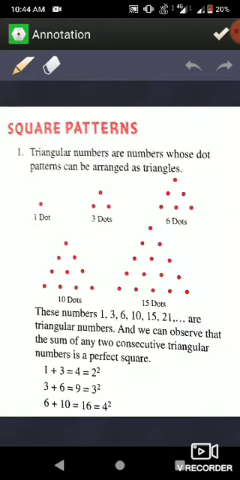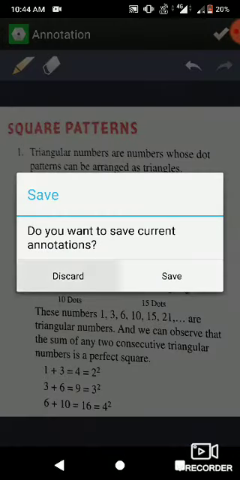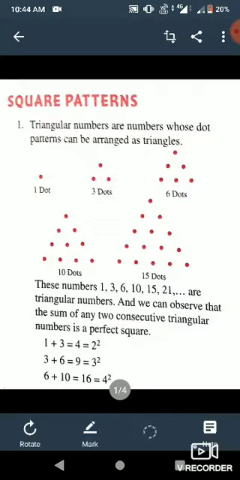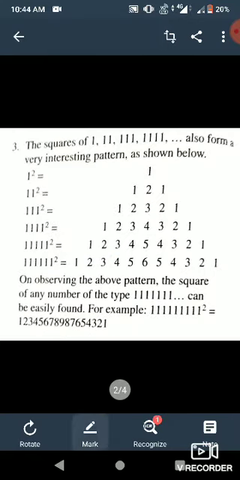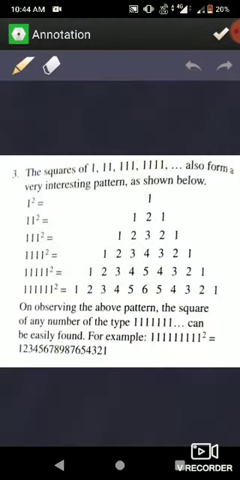Now come to the second one. I am going to show you the second property. See the second one. The squares of 1, 11, 111, 1111. We are going to learn how to make the square of such numbers whose digits are all 1. So it is very easy now.